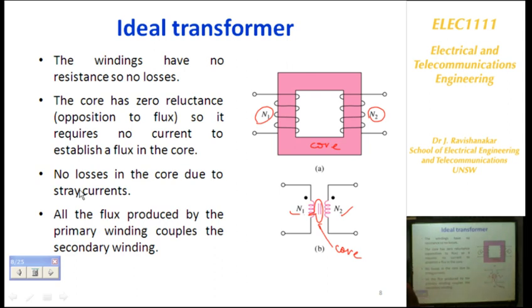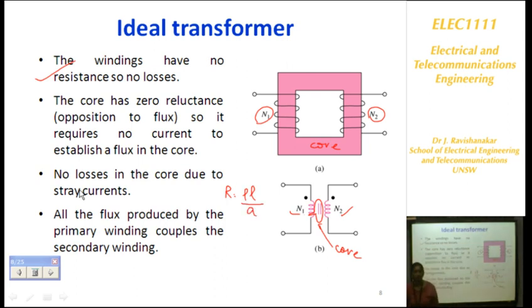Under ideal conditions, we assume that the transformer has no resistance, so there are no losses in the transformer. Actually, any coil, any wire will have some resistance. What does the resistance of a wire depend upon? The length of the wire, and it is given by ρL/A, where A is the area of cross section.